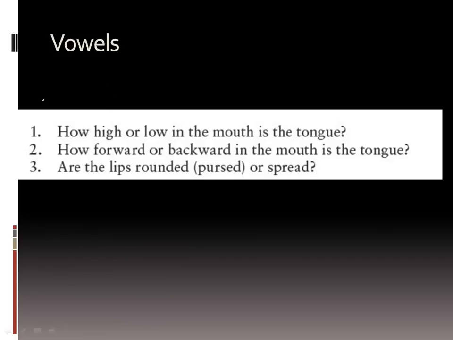With vowels, there are three dimensions that we look at. One is how high or low in the mouth is the tongue. The second one is how forward or backward in the mouth is the tongue. So high, low, front, and back. Are the lips rounded, pursed, like a lip rounding, or spread? These three things determine the different vowel sounds.